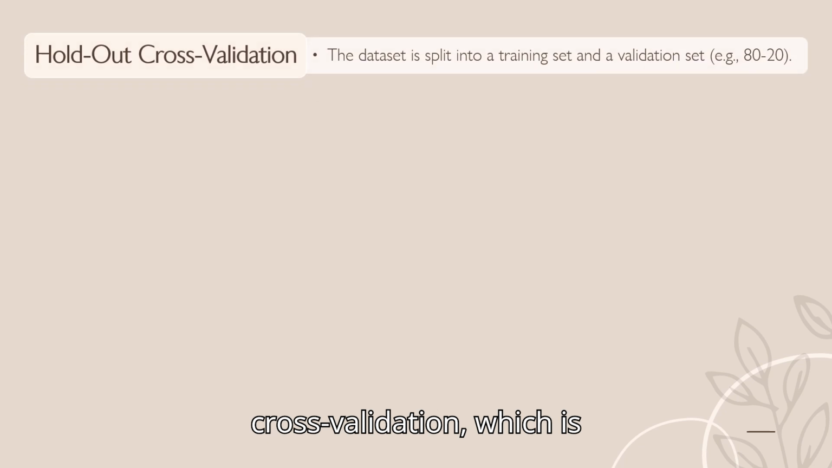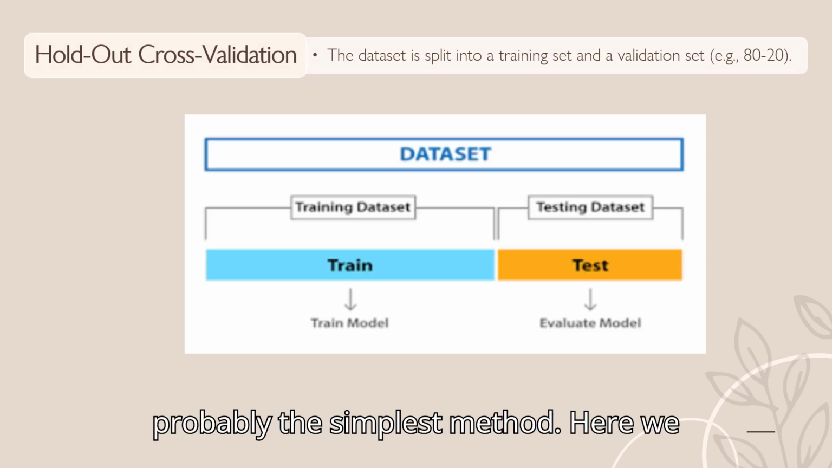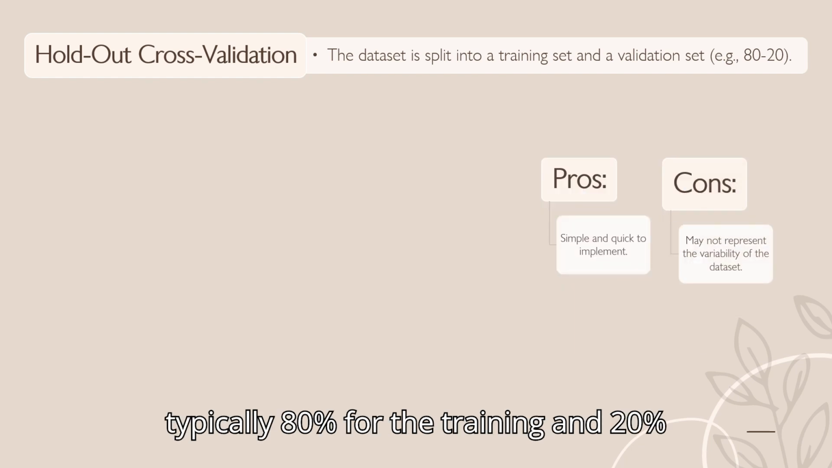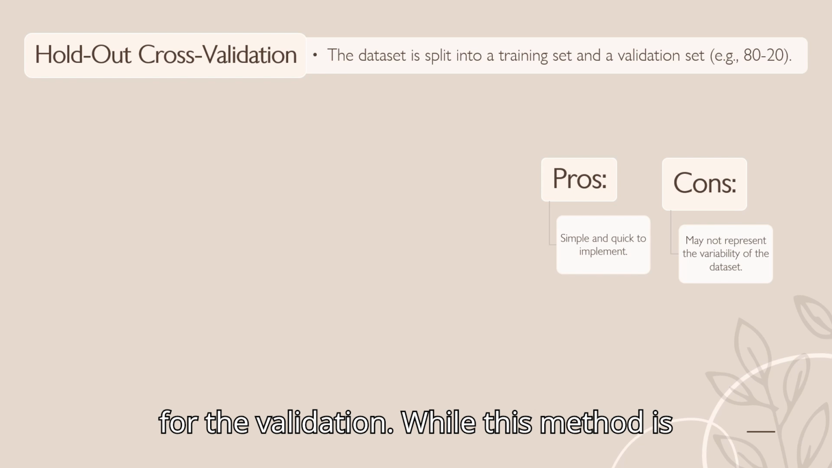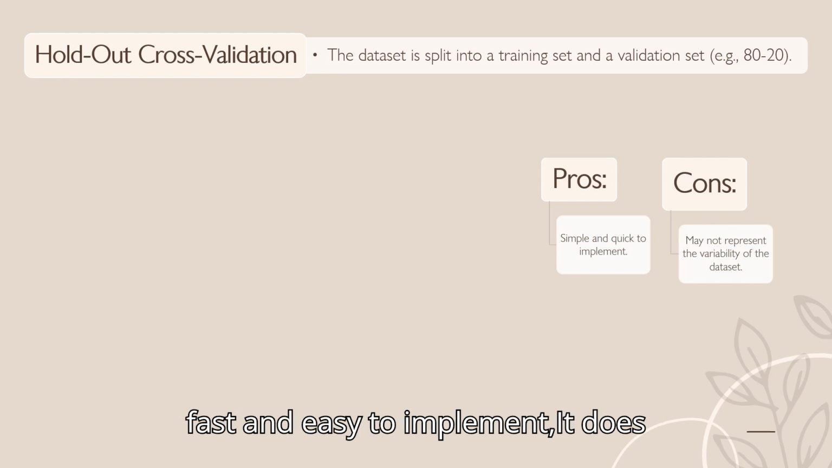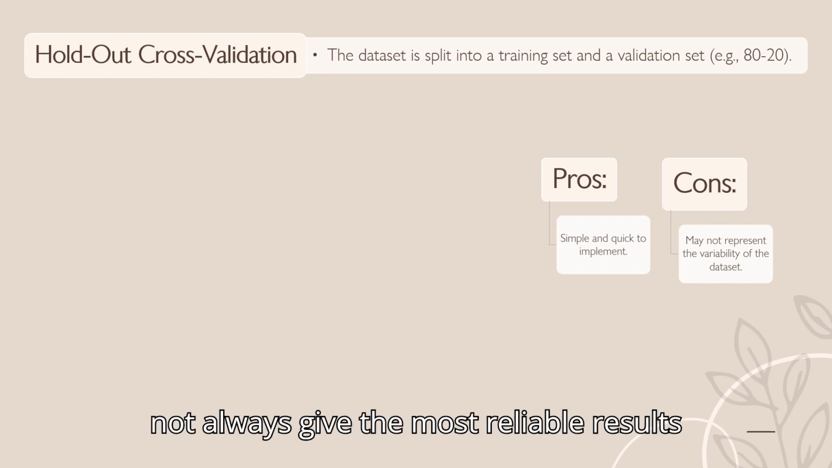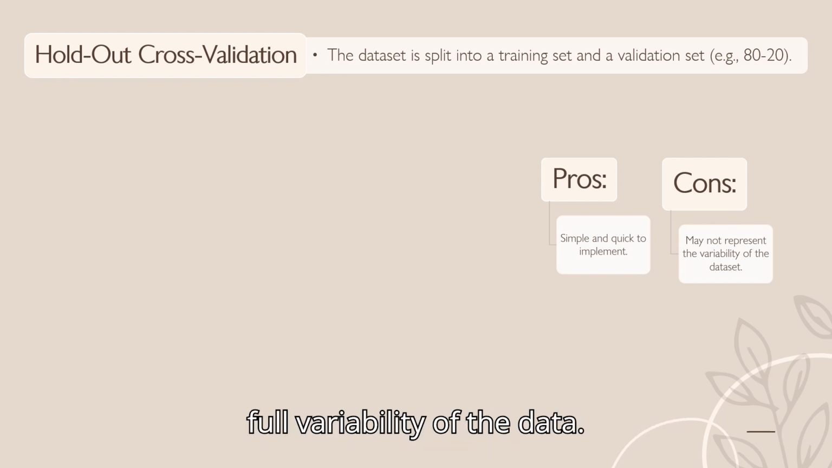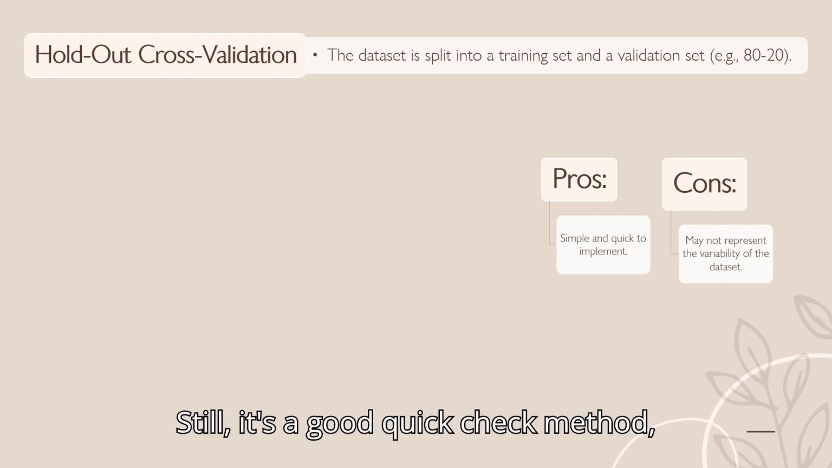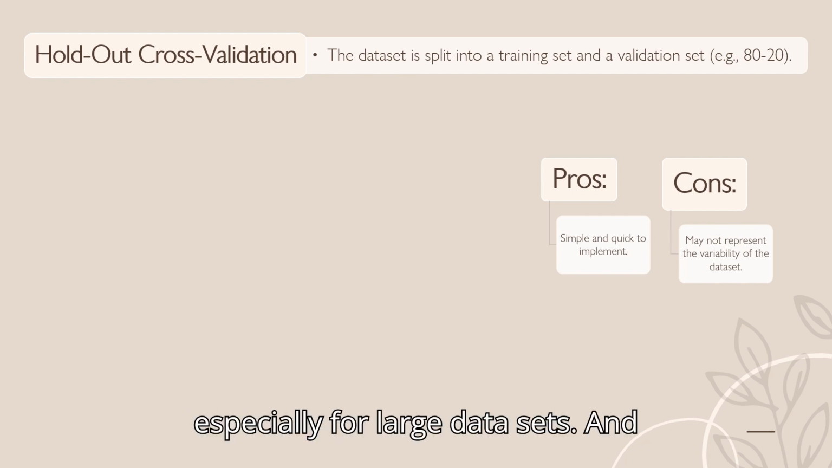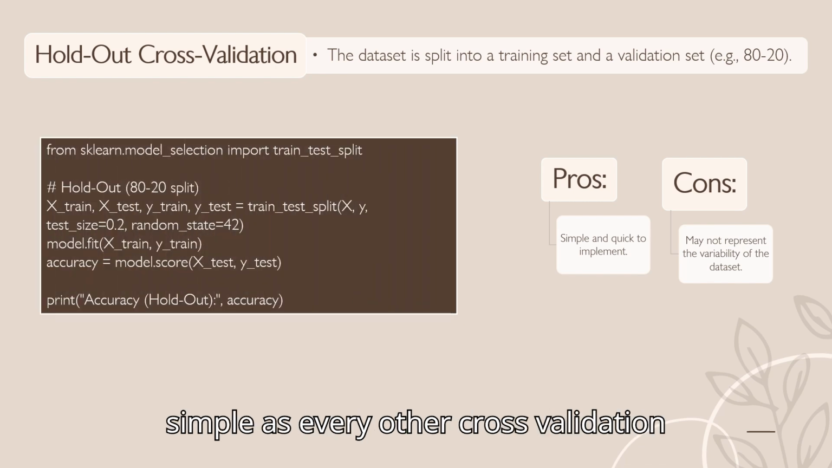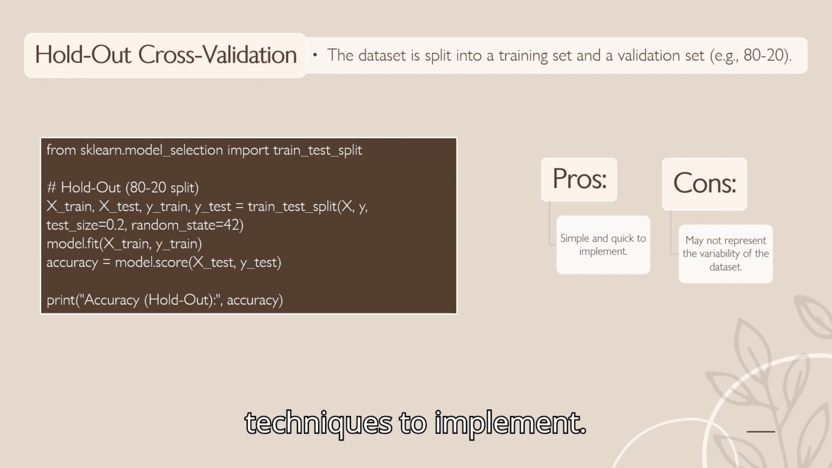Now let us move on to hold out cross validation, which is probably the simplest method. Here we split the dataset into two parts, typically 80% for the training and 20% for the validation. While this method is fast and easy to implement, it does not always give the most reliable results since the split may not represent the full variability of the data. Still, it's a good quick check method, especially for large datasets. And here's the Python script, which is as simple as every other cross-validation technique to implement.